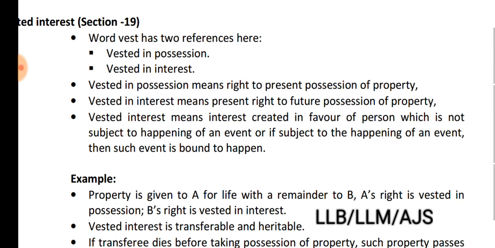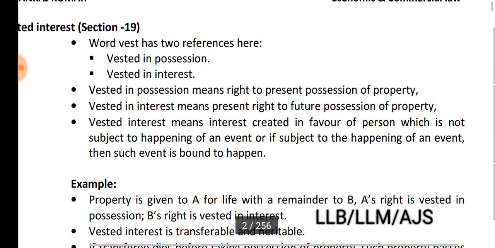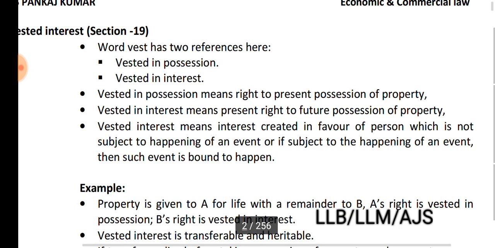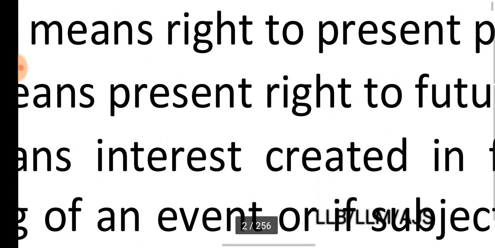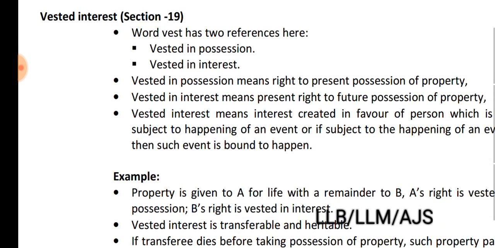Then comes vested interest, which means an interest created in favor of a person which is not subject to the happening of a future uncertain event, meaning any contingent event, or if subject to the happening of an event, then such event is bound to happen. So here we find it in this point. See the words present right to future possession. It creates an immediate right.